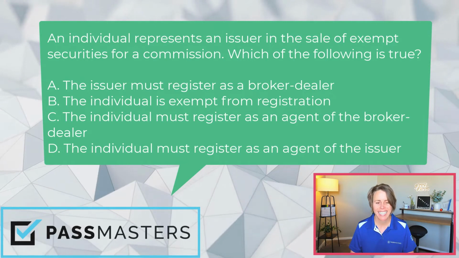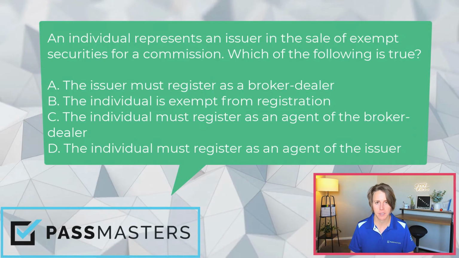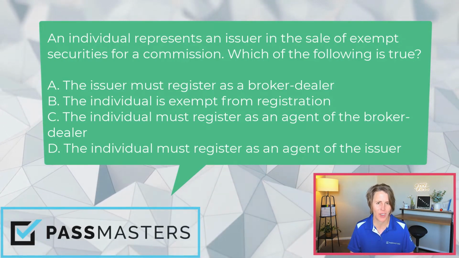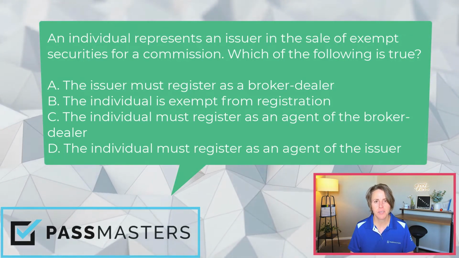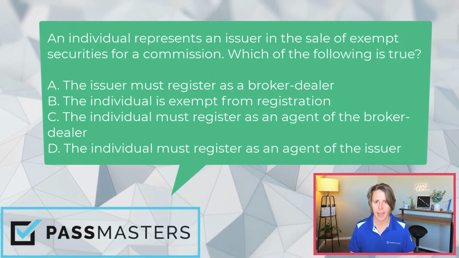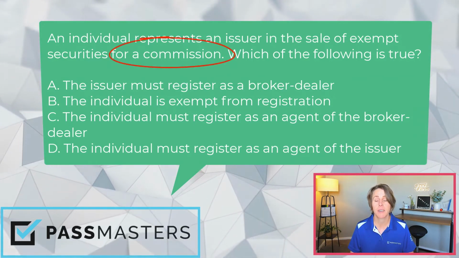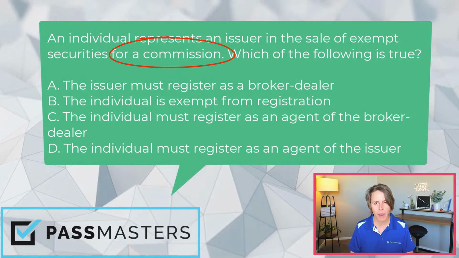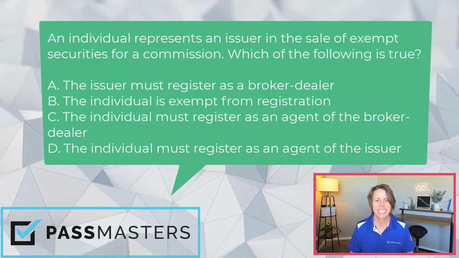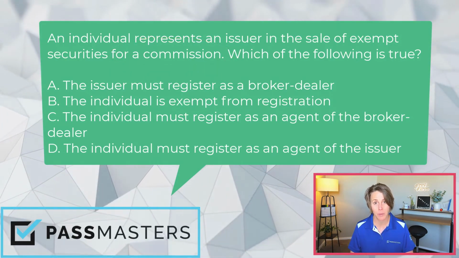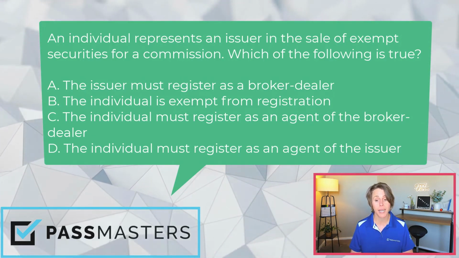Last question. An individual represents an issuer in the sale of exempt securities. So let's just pretend that that's all the question says. If that's all it says, then this individual need not register as an agent. But this question says for a commission. So if you are selling securities for the issuer and you're making a commission, it doesn't matter what kind of securities you're selling, exempt or non-exempt, an exempt transaction or a non-exempt transaction, you must register.